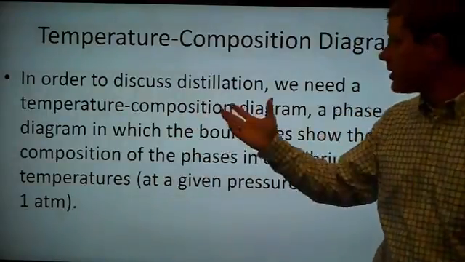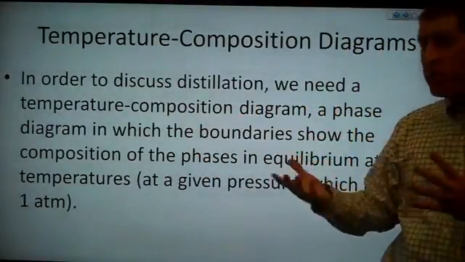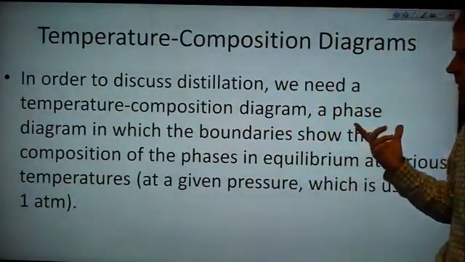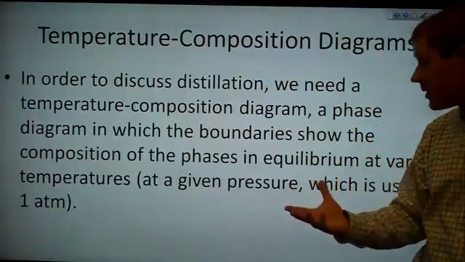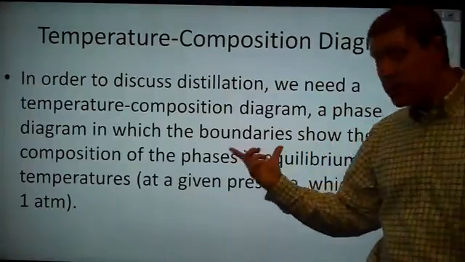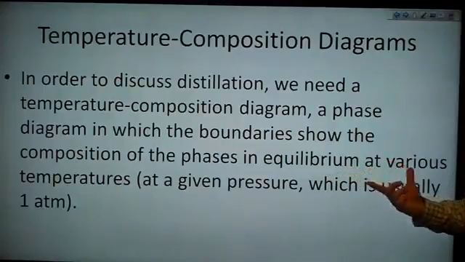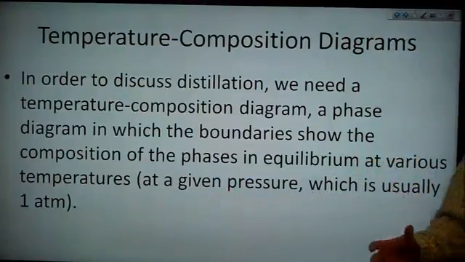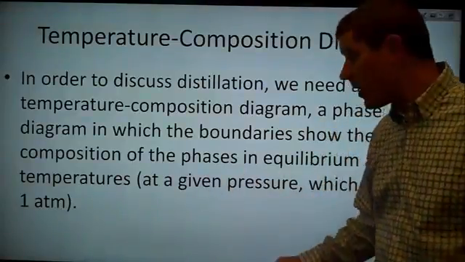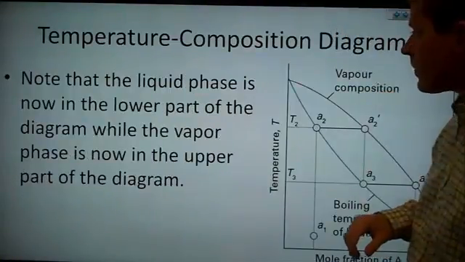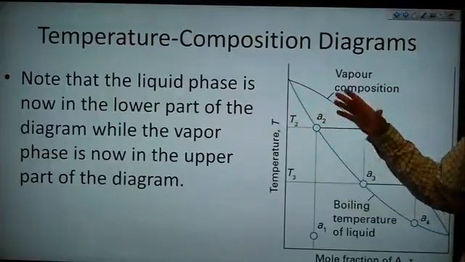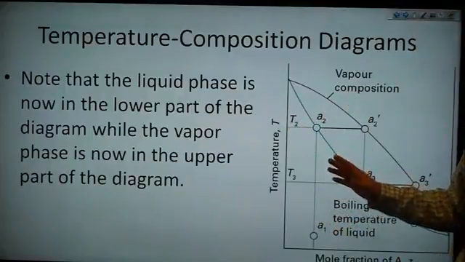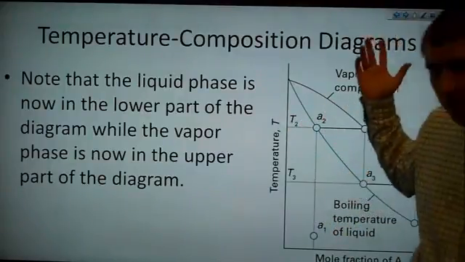Alright, so in order to discuss distillation, we need a temperature composition diagram, which is a phase diagram in which the boundaries show the composition of the phases in equilibrium at various temperatures. This is at a given pressure, which generally is 1 atmosphere. Know that the liquid phase is in the lower part of our diagram, while the vapor phase is in the upper part.